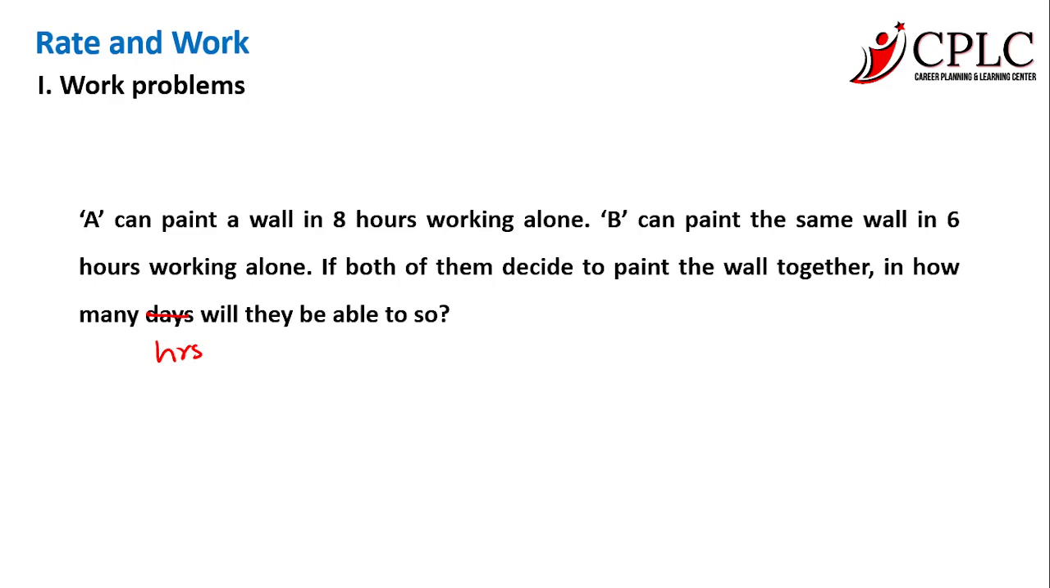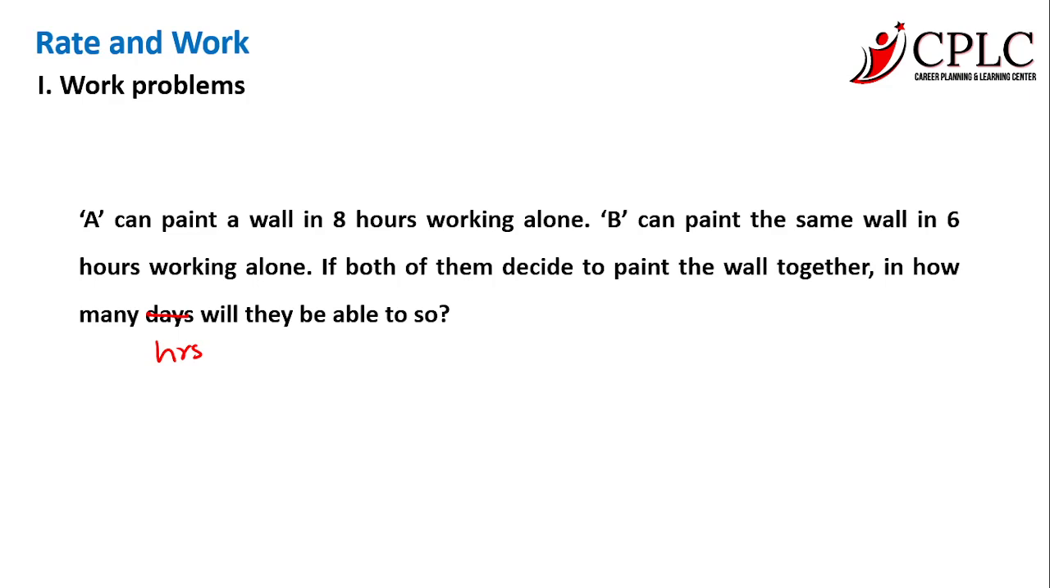Now, in this particular question, a lot of people make a very silly error, which is they add the times 8 and 6 and take the average, that is divided by 2, which comes out to be 14 divided by 2, which is 7 hours. But try and understand logically. B alone can paint the wall in 6 hours. So if they both are working together, obviously the answer has to be less than 6. It cannot be 7.